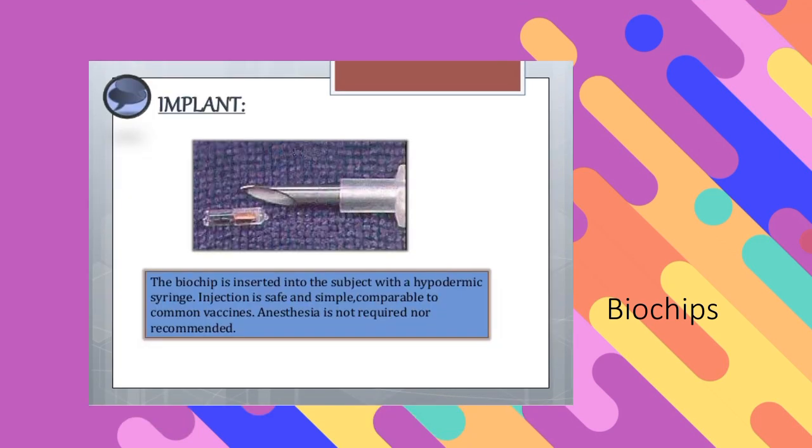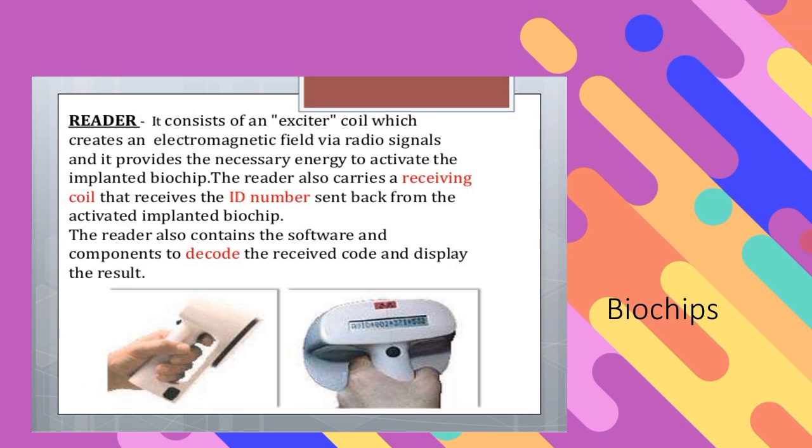Next is the implanting of the biochips. So these are the two major components that biochips are made up of. First is the transponder, which has four parts, as I mentioned earlier.